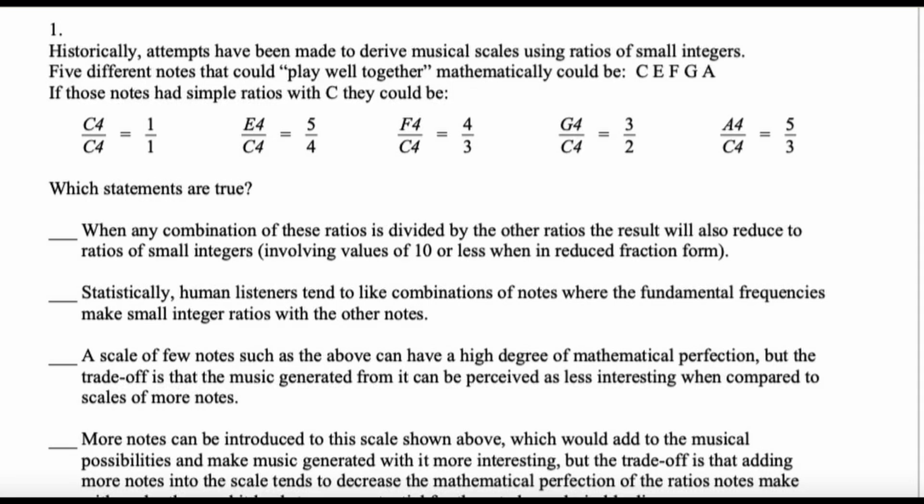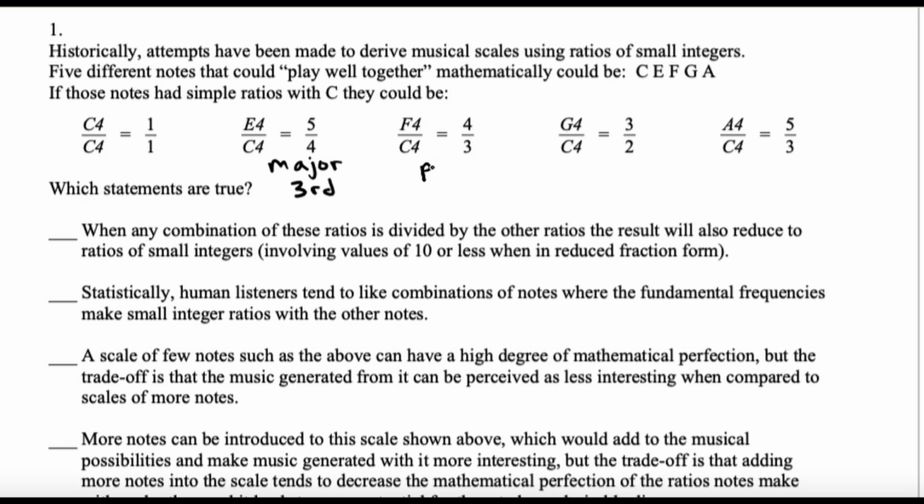Historically, attempts have been made to derive musical scales using ratios of small integers. In one of our labs, we tried to document how people felt about various ratios, and it was discovered that people tended to really like ratios of small integers. These are just 5 of the most common ones that come up when people are asked what ratios they like. So it's 1/1, 5/4, which is a major third in music.